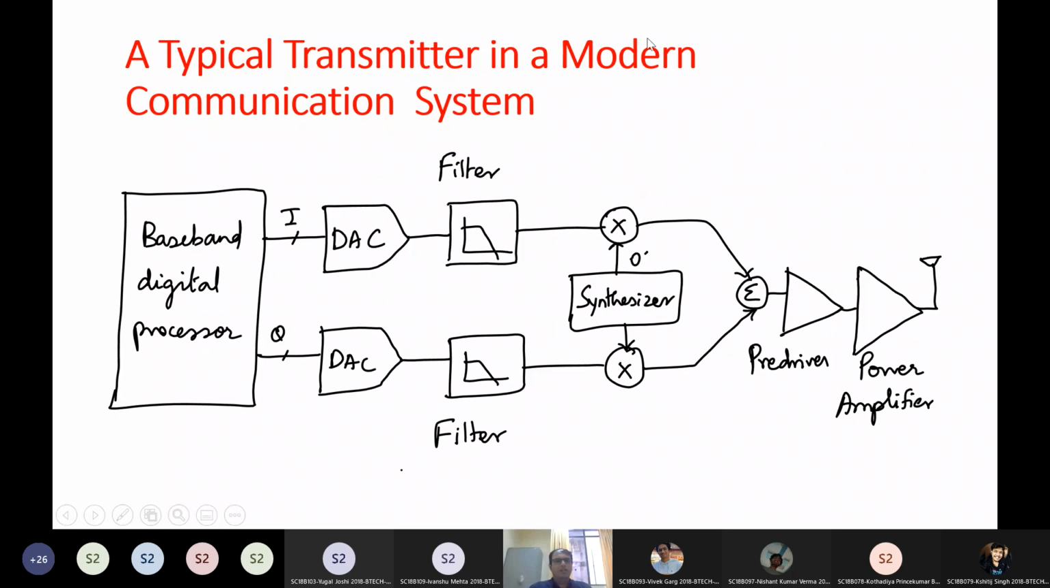Now, for a transmitter in a modern communication system, it's basically the other way around. You start with a digital to analog converter. You have some good filters, and then of course you have the mixers, synthesizers, pre-drivers, power amplifiers, and so on. Right. So again, the power amplifier, the synthesizer, mixer, this part has been covered or will be covered in the RFIC course in the even semester. But of course, the building blocks for these other things like digital to analog converters and filters and so on will be covered in this particular course.